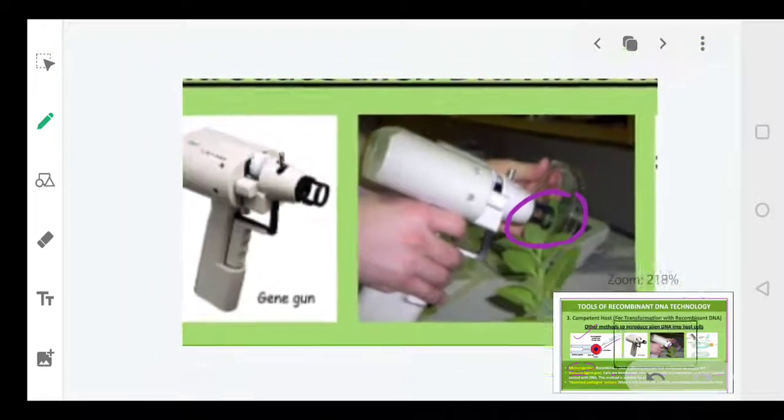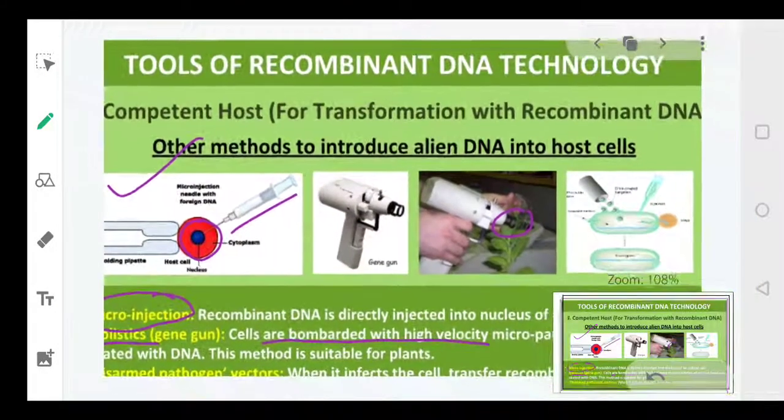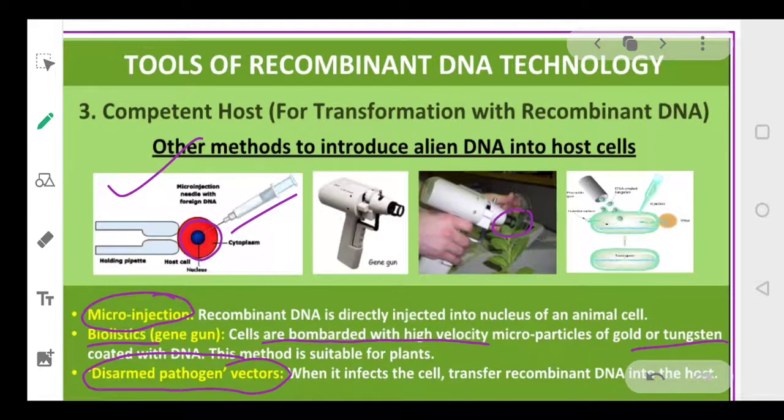Now similarly, in the same way, we can also use, as I told you, the disarmed pathogen vectors. Disarmed means the vectors which cannot cause any disease. Pathogen vectors, the ones because of which some disease is caused in the human body. So we have disarmed them, we have inactivated the pathogen vectors. So when they infect the cell, they will transfer the recombinant DNA into the host cell. So in totality, we can use three different methods like microinjection, we can use gene gun, we can also use the pathogen vectors, right? Is it clear?